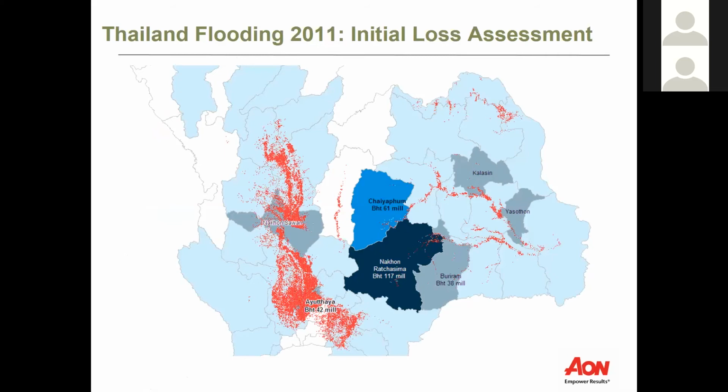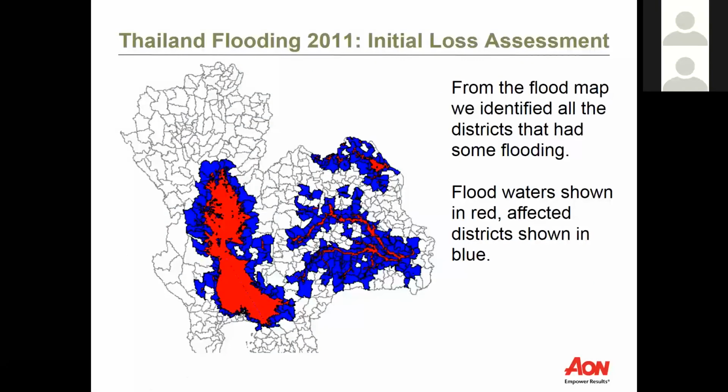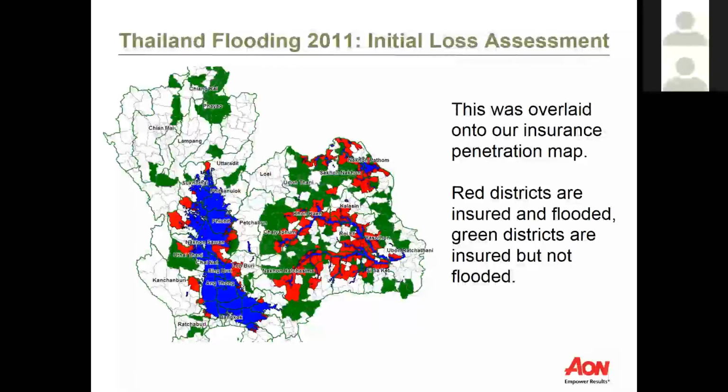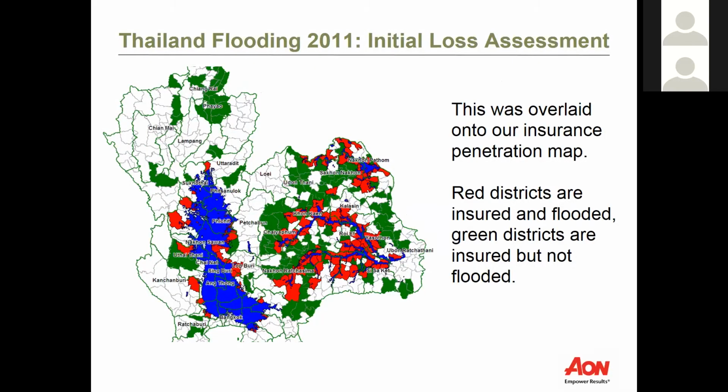So that's on a provincial basis, but we also could do it on a district basis. So these are all the districts that had some flooding, and these are the insured districts. And the red is the waters. And then the districts in red here are insured districts that got flooded. And the green districts were insured districts but not flooded.